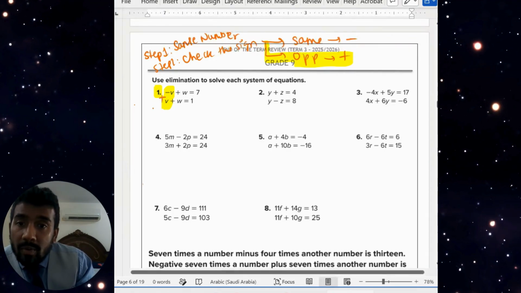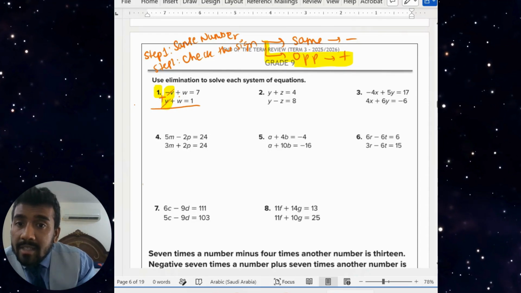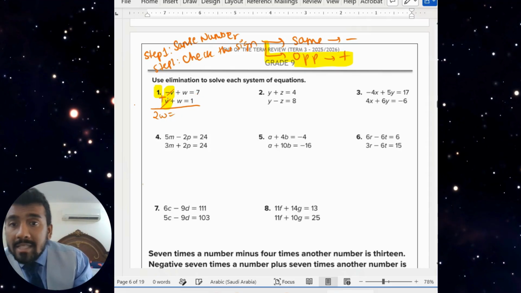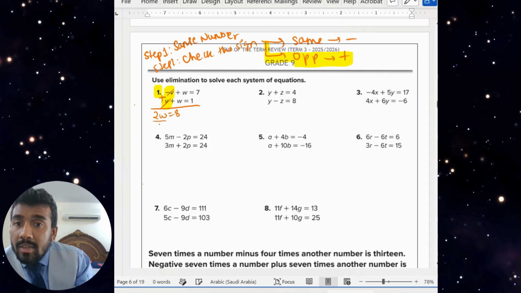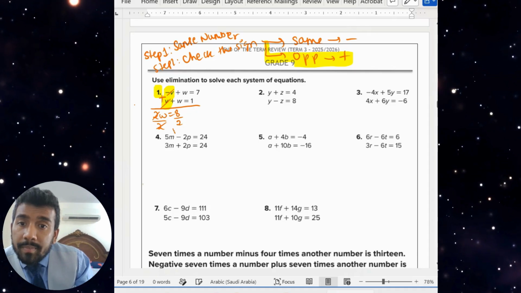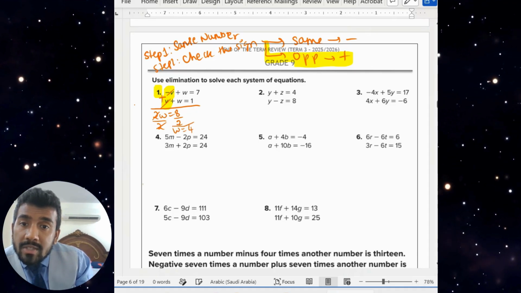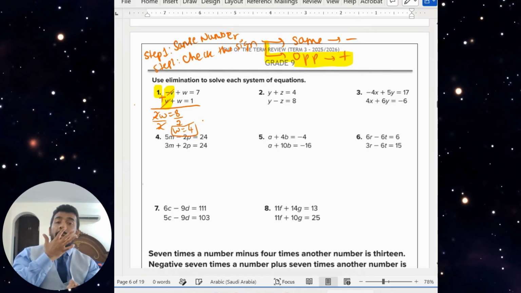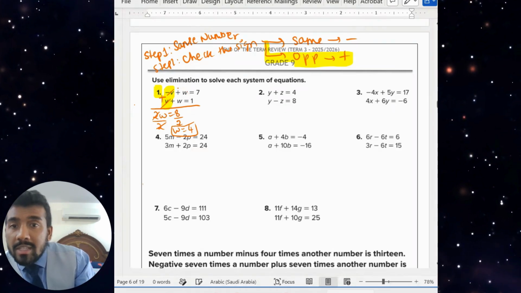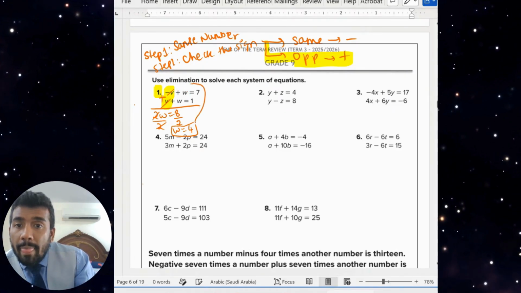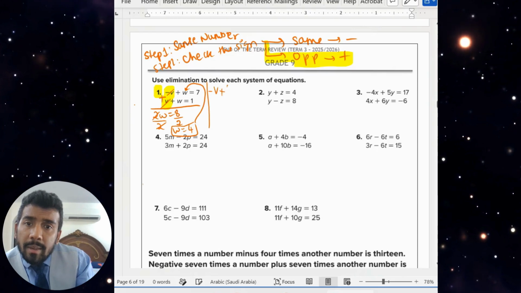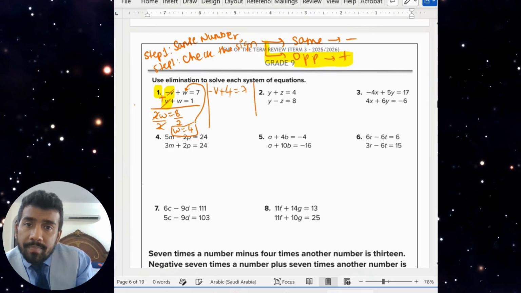So when you do plus, what will happen? This and this will get cancelled. W plus W will become 2W, and 7 plus 1 will become 8. Then you divide by 2, divide by 2, you cancel. What you get, W is what? 8 over 2, that's 4. Once you get W, what's the next step? We need to find the other variable. What's the other variable apart from W? It's V. So we put this 4 in the first equation for W. What you get, minus V plus 4 equals 7.